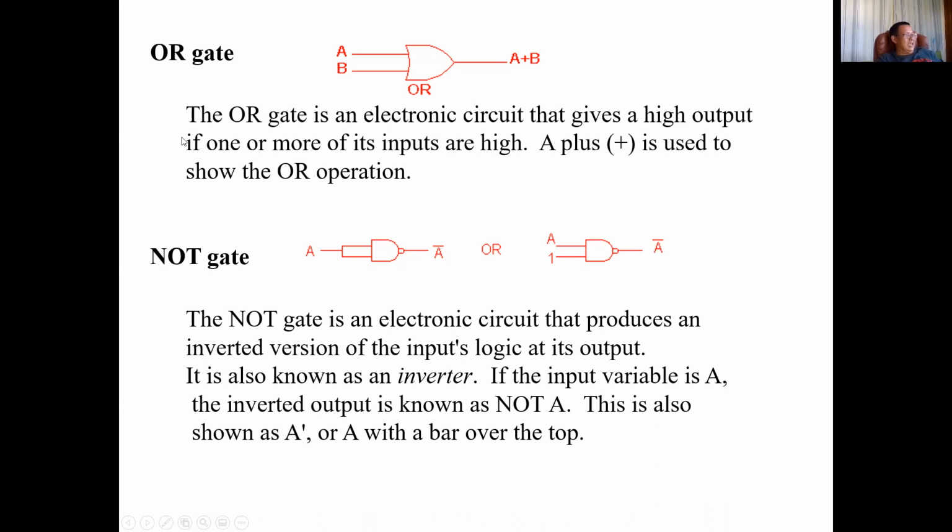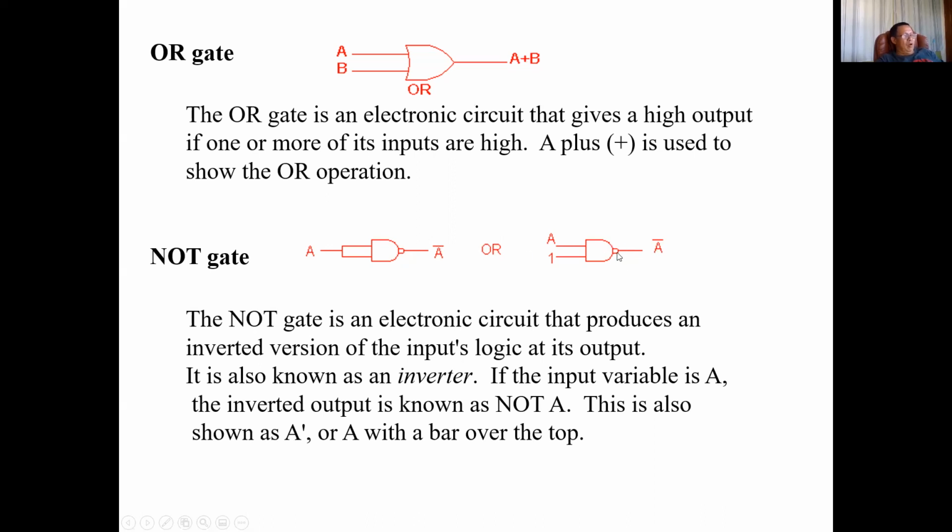Although we know that there's a carry. The OR gate is an electronic circuit that gives a high output if one or more, or at least one, of its inputs is high. A plus sign is used to show the OR operation. Any questions so far?